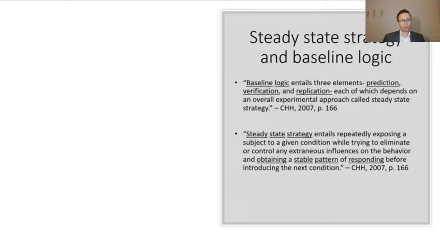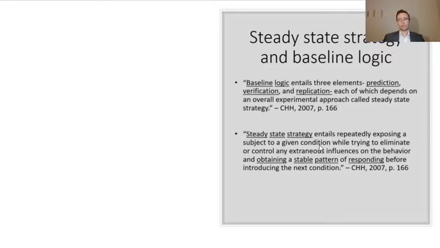So, thus far we've talked about independent variables, dependent variables, and extraneous variables. When we're using single subject design to evaluate a treatment or intervention or practice, or to conduct an experiment, or answer a research question, we're looking to demonstrate a functional relation between an independent variable and a dependent variable. In order to do so, we have to try to eliminate or control extraneous variables. That's what's meant by extraneous influences on behavior.